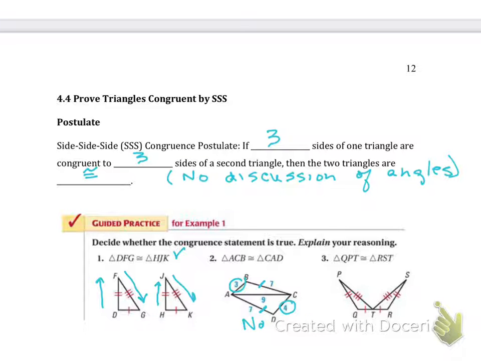Okay, the next one, I do have three sides equal, so now let's see if their reasoning is correct. They went QPT, up the 2, down the 3, and then RST, up the 2 and down the 3. So this is yes. Those two work. Okay, let's go over to the next page.